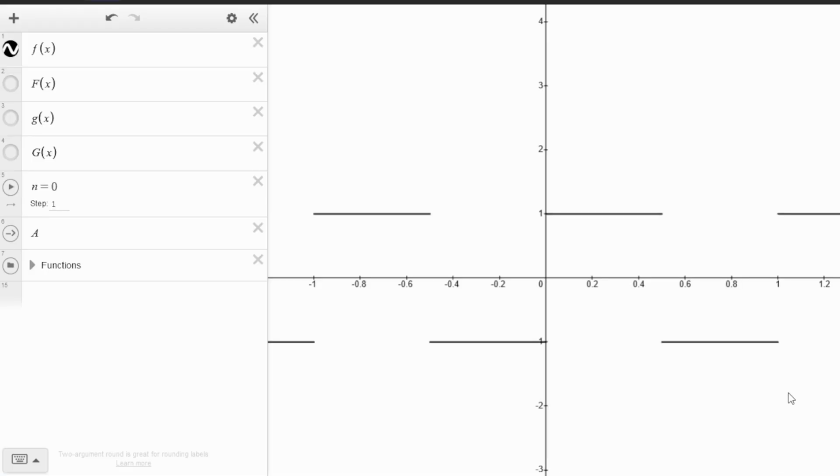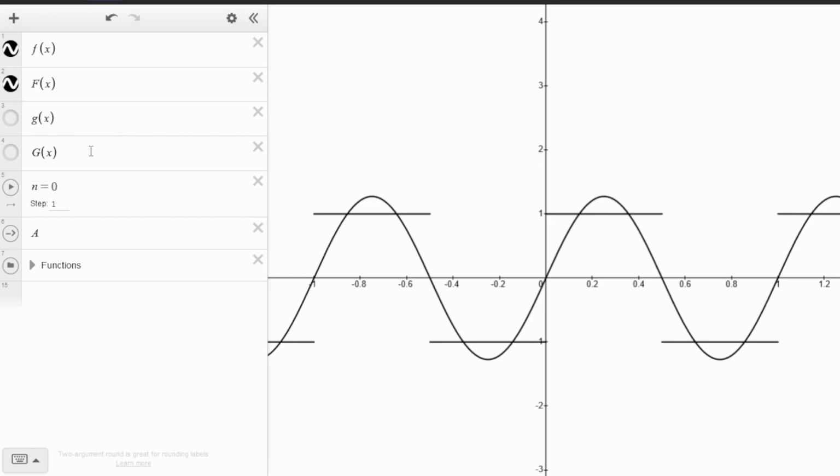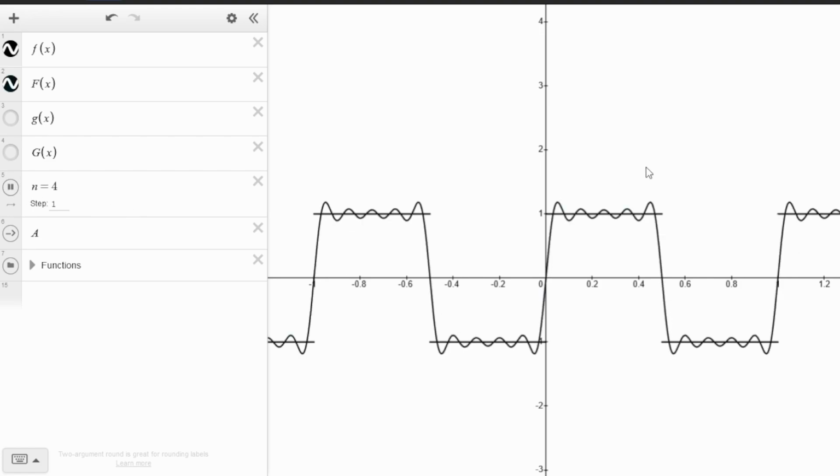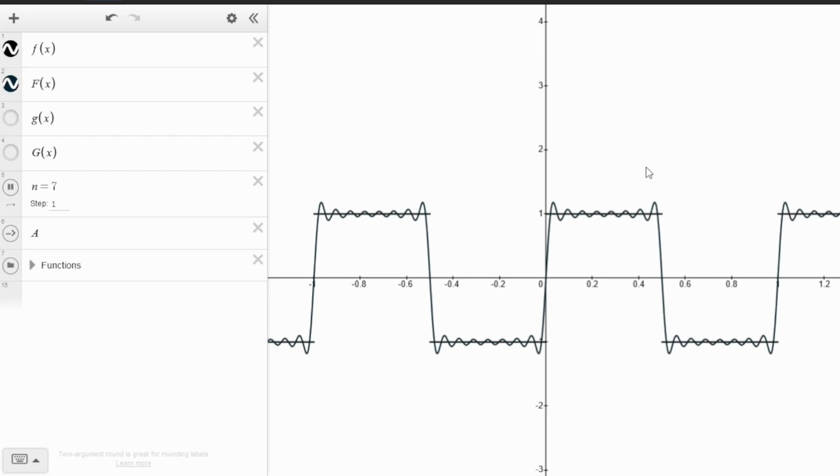Here you can see a function which I've called f of x, which jumps up from 1 to -1 and so on forever. We're going to approximate this function using sinusoids, as I said before, which I'll call capital F of x. This is our first approximation using one sinusoid. If I increase this value of n, you can see that using more sinusoids, we can get a better approximation for the function that we had. And in a moment, I'm going to teach you exactly how to get the coefficients for the sinusoid.